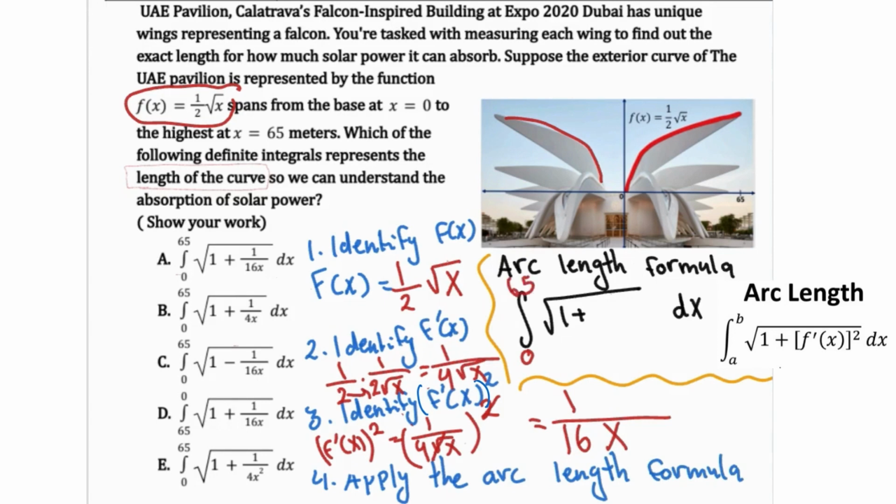Next, f prime of x squared is 1 over 16x. So now we have applied the arc length formula, and let's find our answer in the following choices. As we can see, the right answer is A.